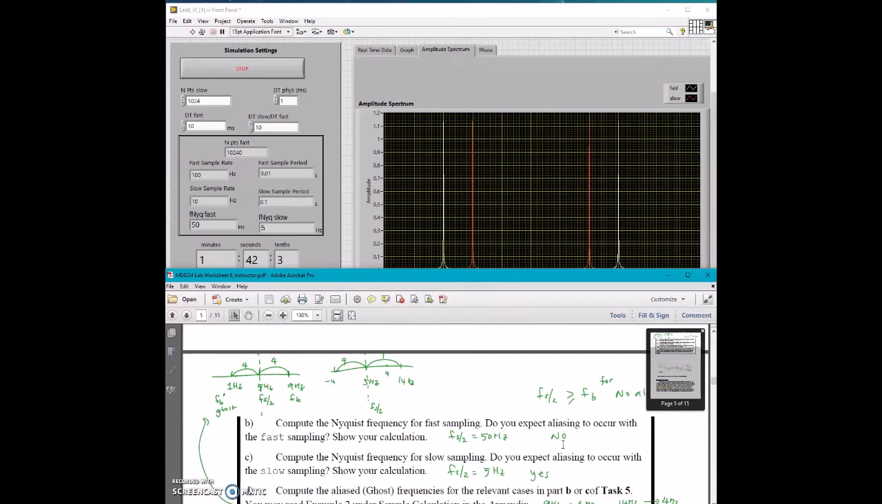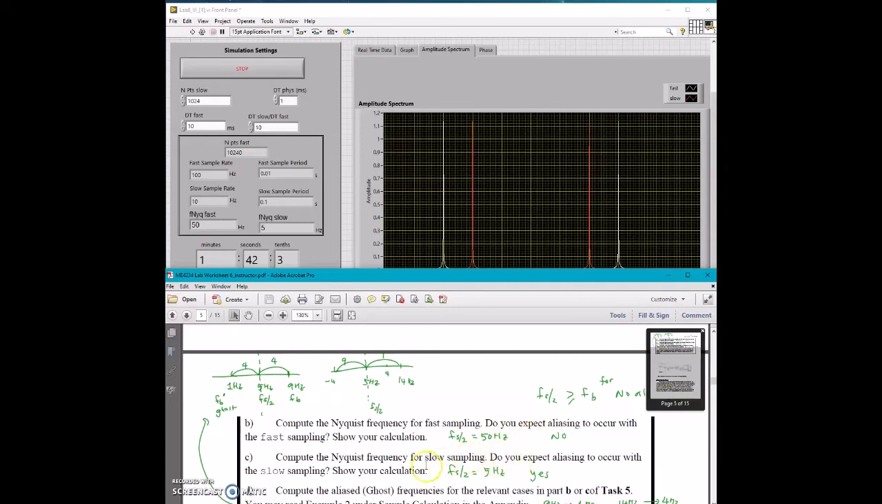Now compute the Nyquist frequency for the fast sampling. Do you expect the aliasing to occur? The Nyquist frequency is 100 divided by 2, which is 50 Hz. That's the maximum signal frequency that you can capture using the FFT. And no, we do not expect the aliasing to occur. Everything will be fine.